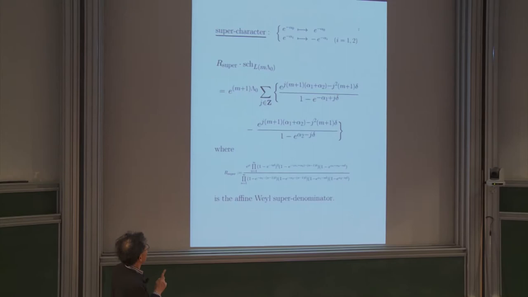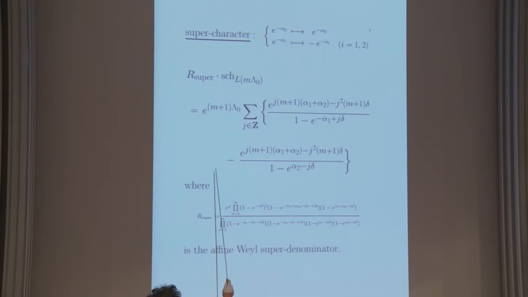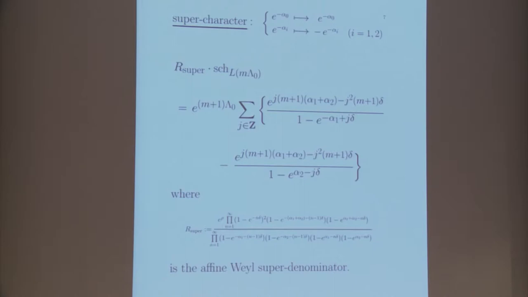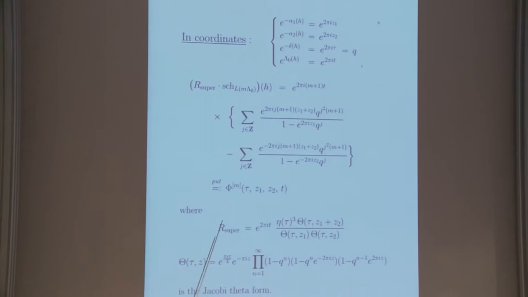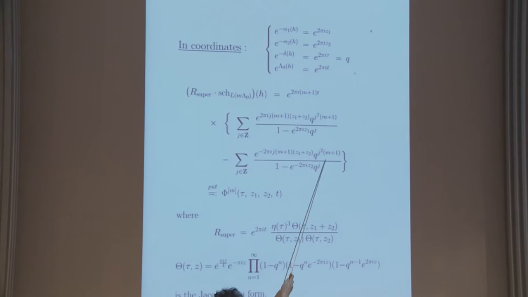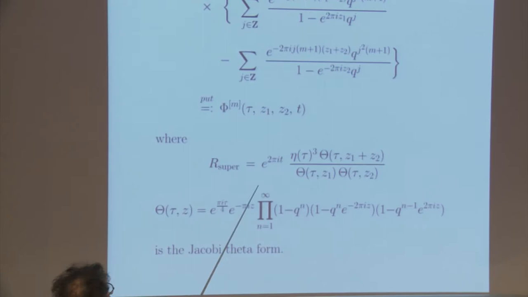The super character of mΛ0 for affine sl(2|1) is given by this formula. This is a numerator divided by the super denominator. The super denominator is a product over roots, given by such a formula. To make the calculation, we introduce coordinates. Then the super character is given by this formula divided by the super denominator, which is a product of Jacobi theta functions. So for the denominator, it is very easy to compute the modular properties.